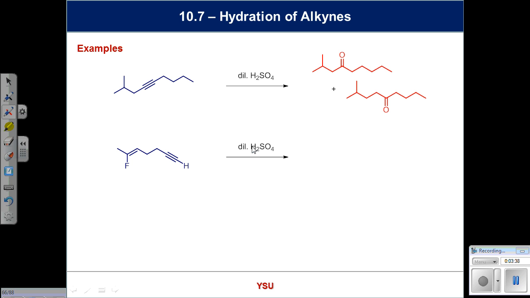If you have a terminal alkyne like that, and you can recognize it, that will give you primarily one product, because the other one is going to be through a primary-like cation, not so good. And so we expect to get the internal product, which is the ketone.